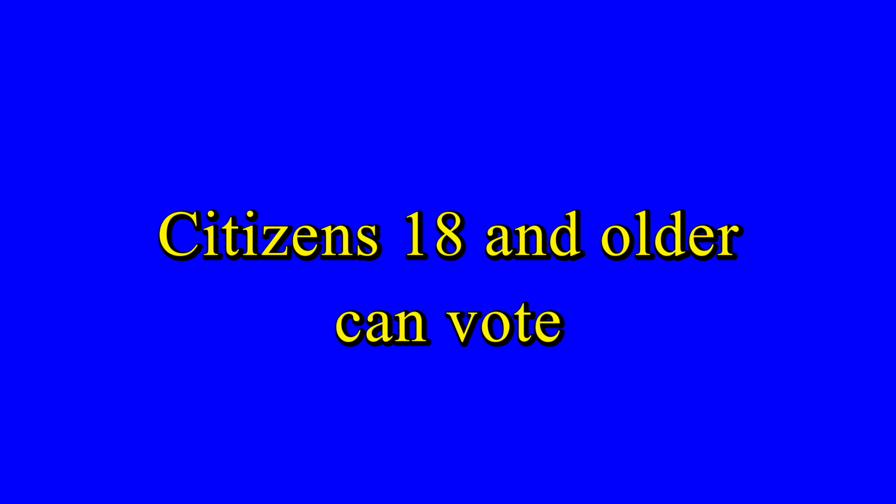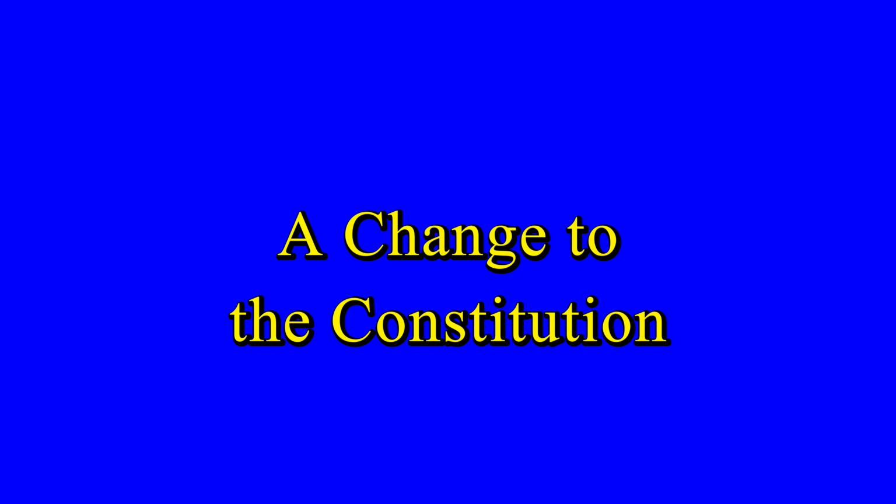There are 4 amendments to the Constitution about who can vote. Describe one of them. Citizens 18 and older can vote. What is an amendment? The answer is an amendment is a change to the Constitution.